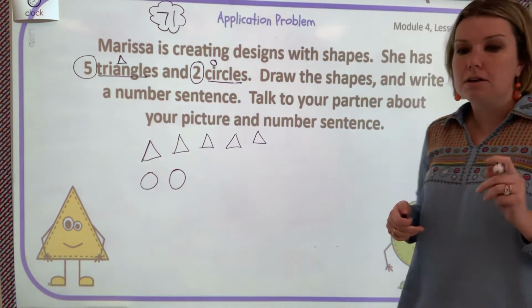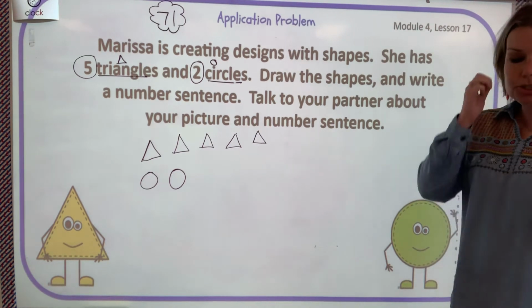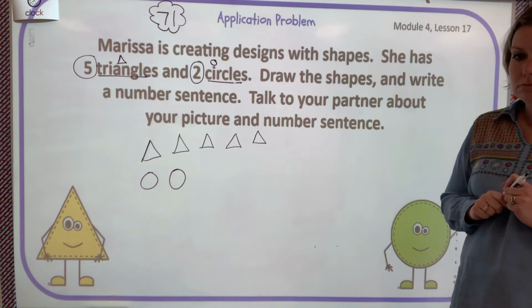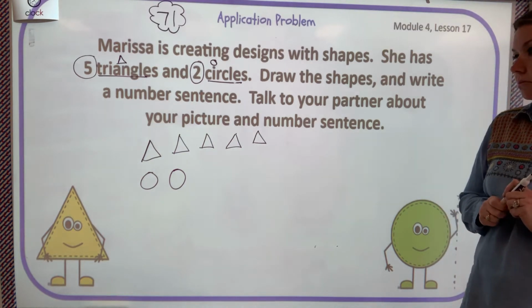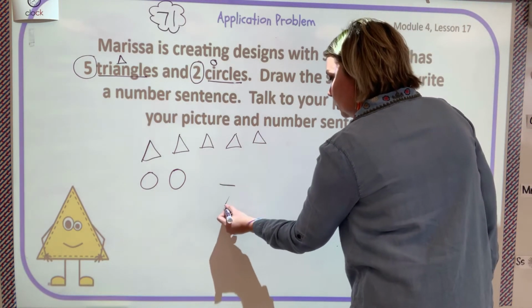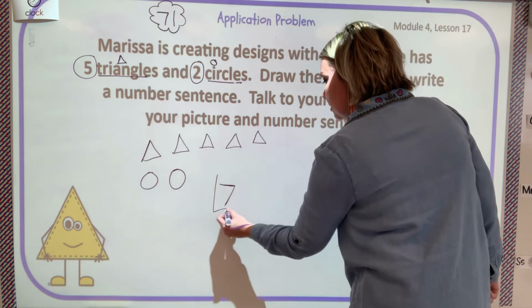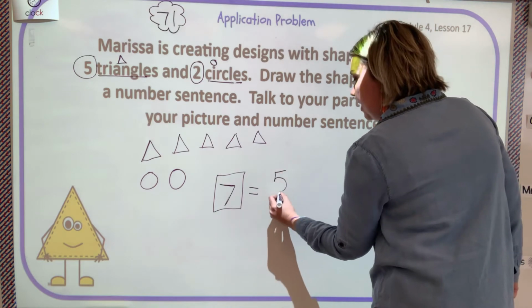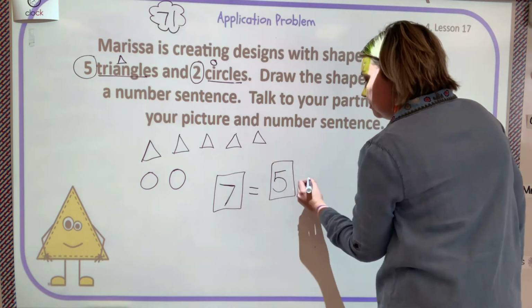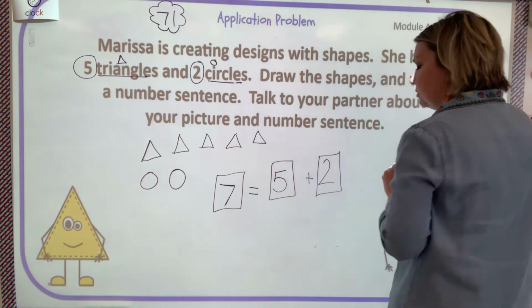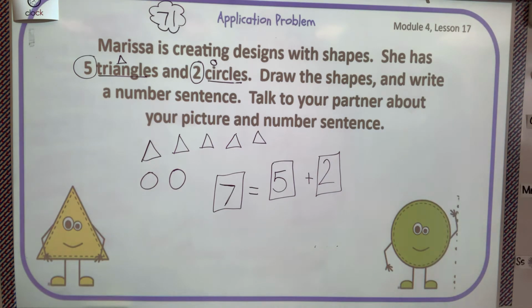So let's do, Ryan, what did your number sentence say? 7 equals 5 and 2. Okay, so Ryan put 7 equals 5 plus 2. Very good. Did anybody put something different?